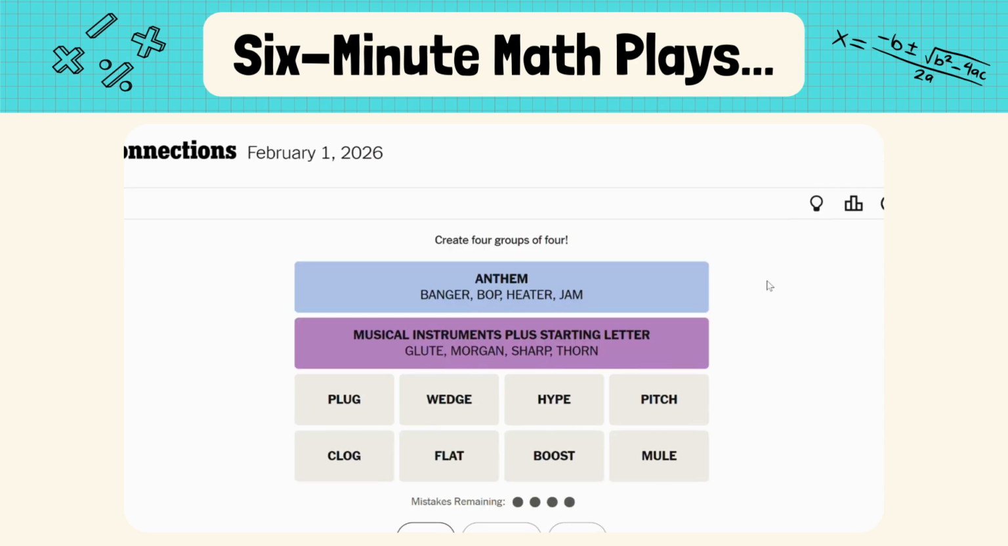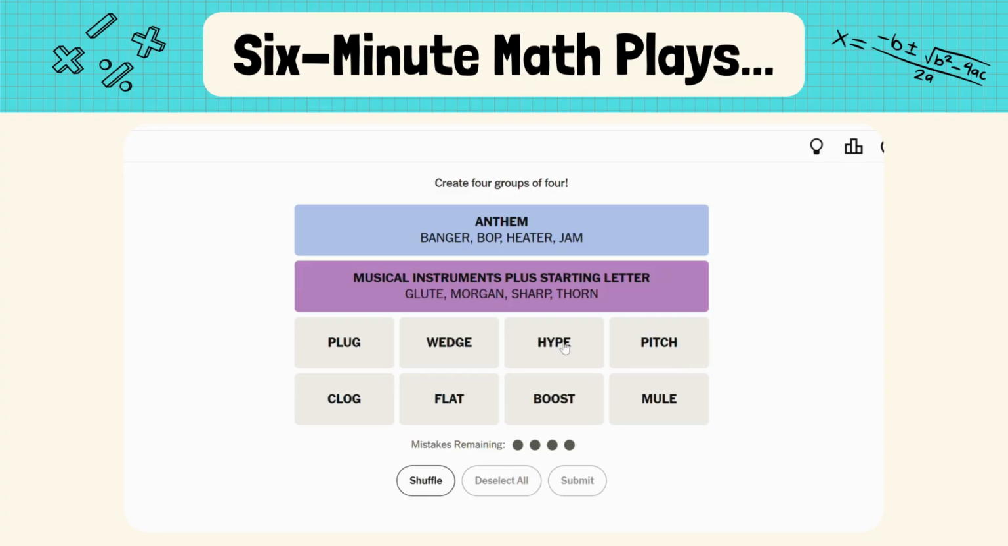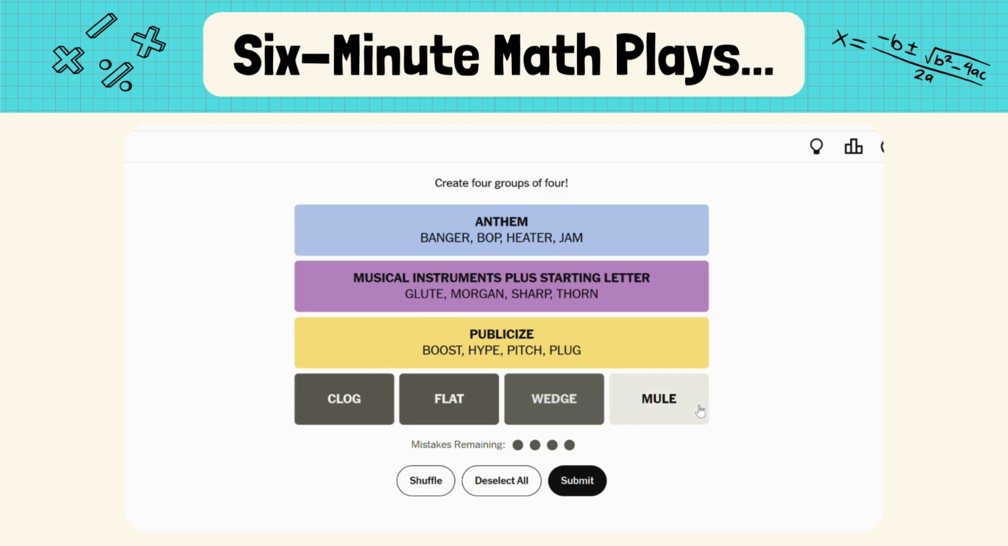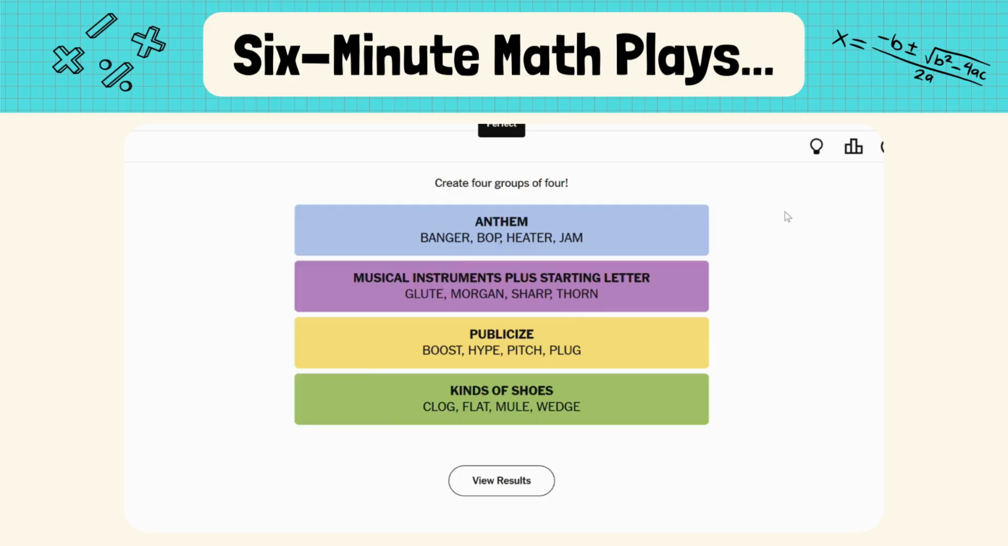And then we're just down to our final two here. So we got a hype, a pitch, a boost, and a plug. Yeah, that is going to be publicized. And then these are going to be types of shoes, kinds of shoes.